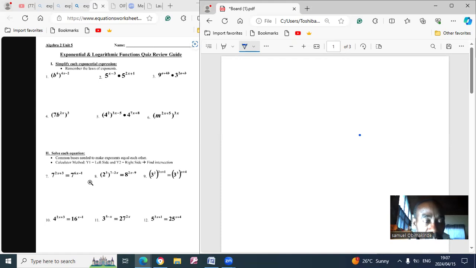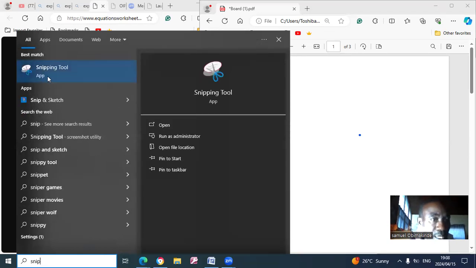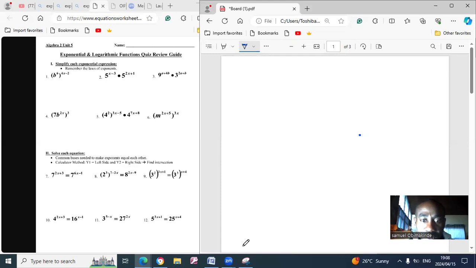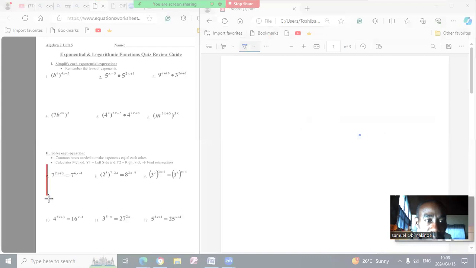Now, the first question. When you're solving exponential equation, one thing you should always look out for is the base. So in this particular question, let me pick my snipping tool. Here, I'll just cut this out.